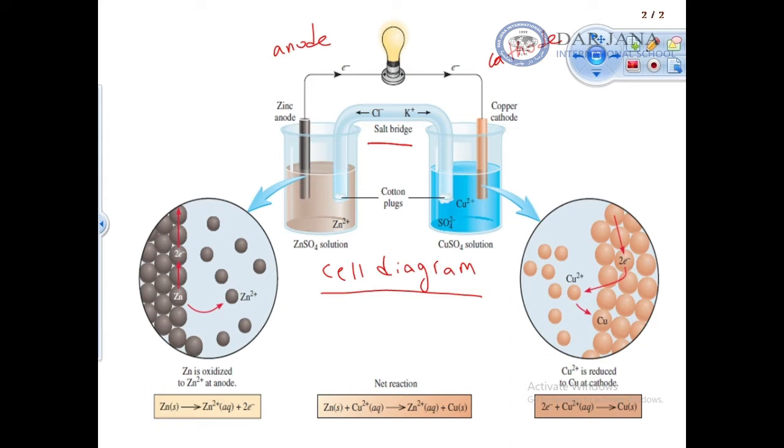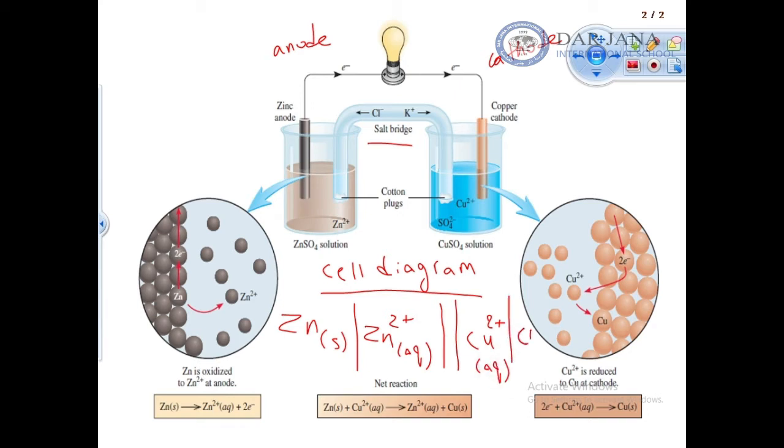So we can start. Here we always use the zinc in the solid state. We write a physical boundary here, and then we have the zinc ion, Zn2+, aqueous. Here, this shape is the salt bridge, and then we write the ions, Cu2+, aqueous, and finally Cu solid.